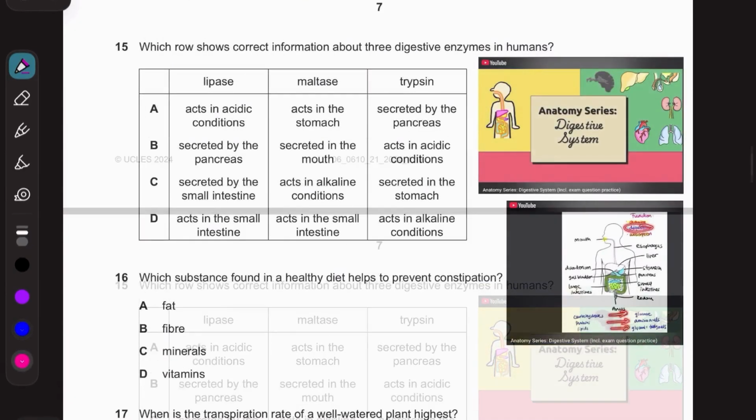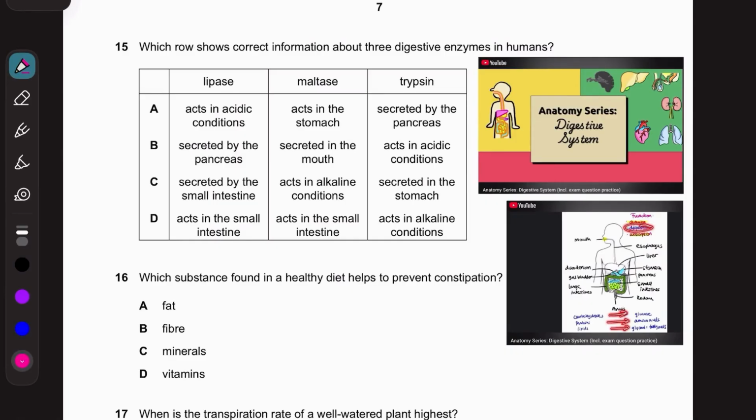Nice and easy. Question 15, it says, which row shows correct information about 3 digestive enzymes in humans? Now, these are the 3 enzymes here: lipase, maltase, and trypsin. Enzymes usually end with 'ase', okay, so you know they're enzymes. And I just want to go a step further, because when I read a question, I want to make sure I know everything about it, right? So this lipase enzyme here, what is it breaking down? And what does it break the thing down into?